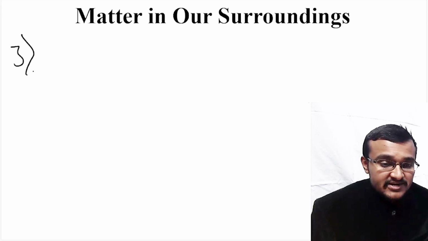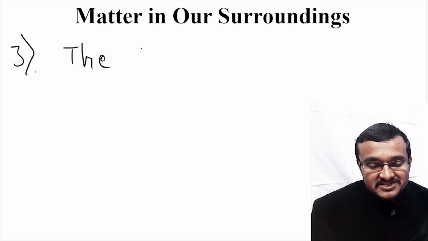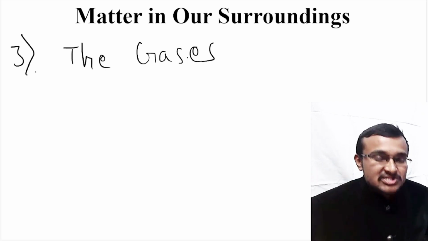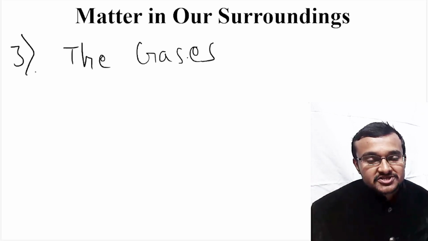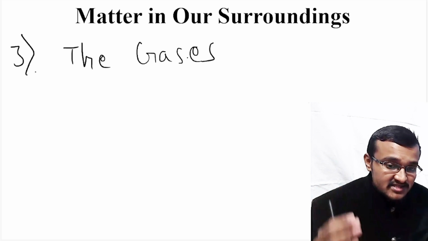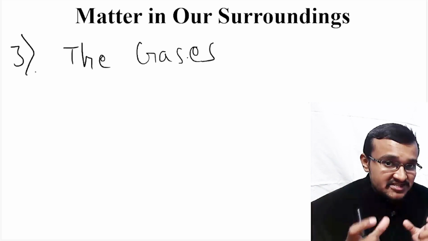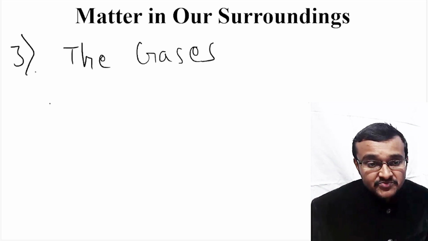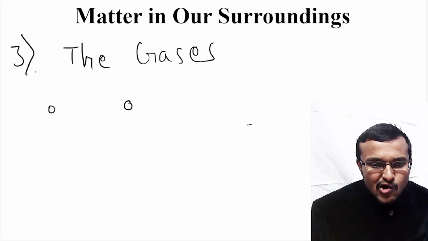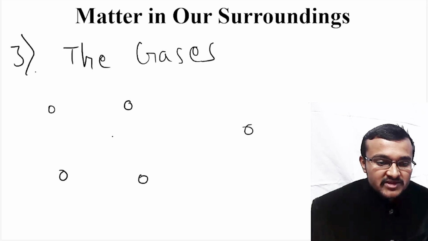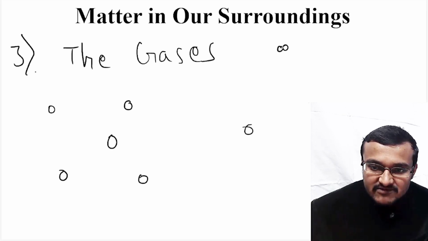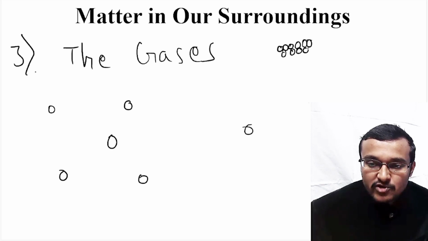So coming to the next state of matter, that is the gaseous state or the gases. Gases have much higher random motion, because the particles in this gaseous state of matter will have a lot of space in between. So if you take solids, particles are very much tightly bound with each other, hence they possess definite shape and volume.